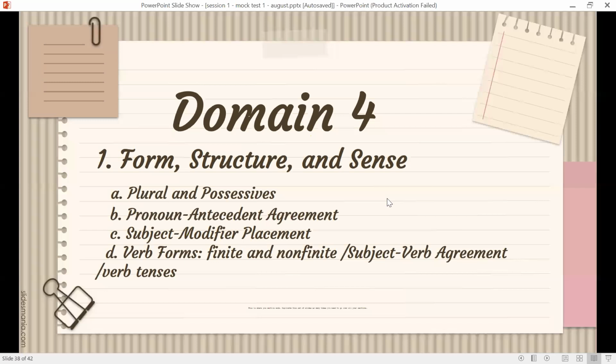Let me show you. Form, structure, and sense has 4 subcategories: plural and possessives, pronoun antecedent agreement, subject modifier placement, and verb forms. The verb forms topic has finite and non-finite, subject verb agreement, and verb tenses. Don't be intimidated by the amount of information I'm telling you now. These are only titles. Once we start handling each title, each lesson, everything is going to be obvious.